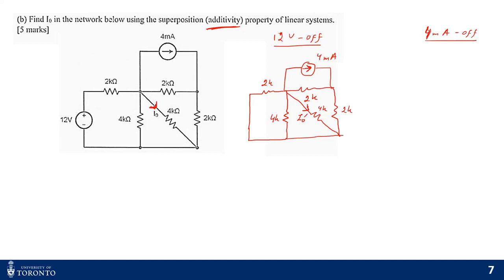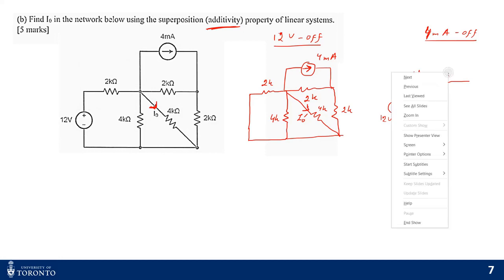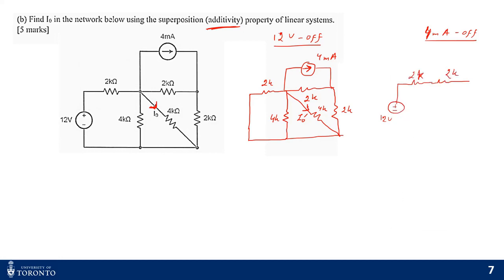Now if I turn off the current source, if you consider the 4 milliampere current source to be off, that means you have only one source, which is the independent voltage source, right? When you turn off the current source, you replace it with an open circuit. That means nothing is there at the top, right? So this is the 4 kilo ohms.